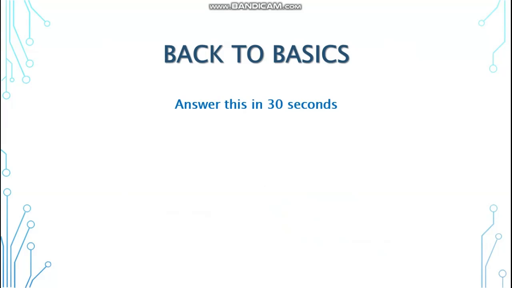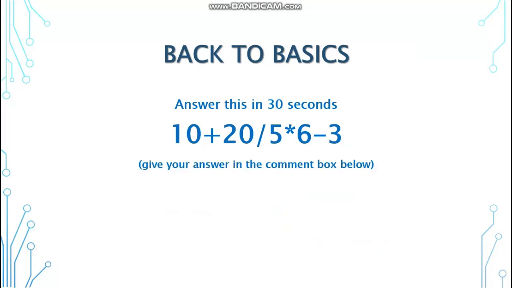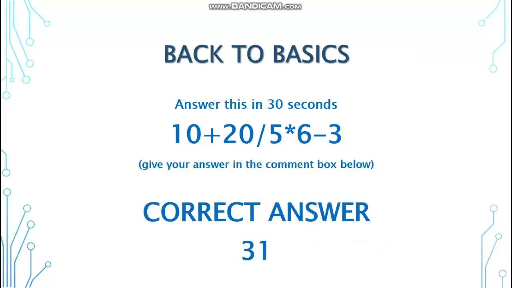The first question I am asking you: how many of us can solve this in 30 seconds? 10 plus 20 divided by 5 multiplied by 6 minus 3. 30 seconds, answer in the comment box. And do we have the answer? 31. Yes, most of us might have got it, some of us might not have got the result.